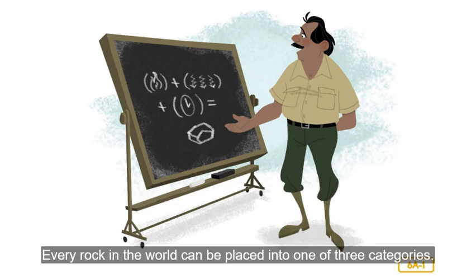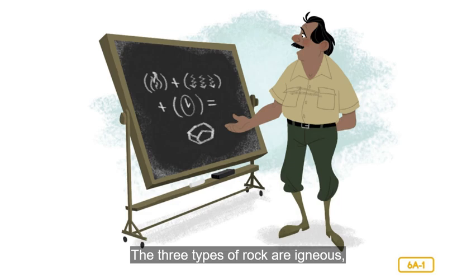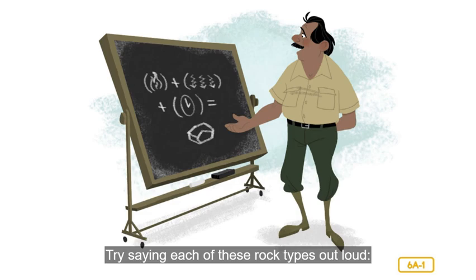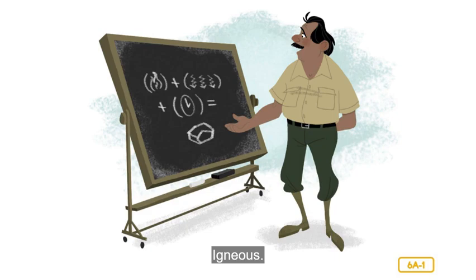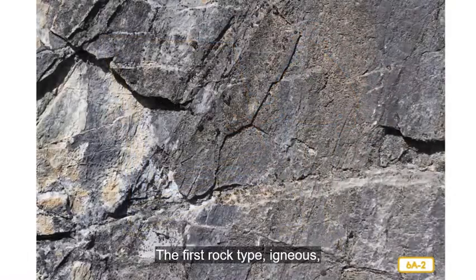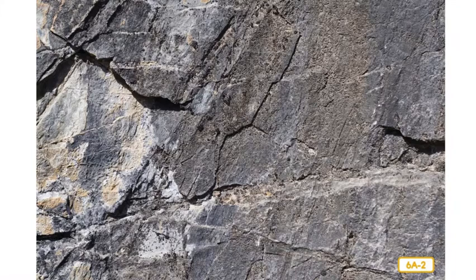Every rock in the world can be placed into one of three categories. The three types of rock are igneous, sedimentary, and metamorphic. Try saying each of these rock types out loud. Igneous, sedimentary, metamorphic. The first rock type, igneous, is the most common.